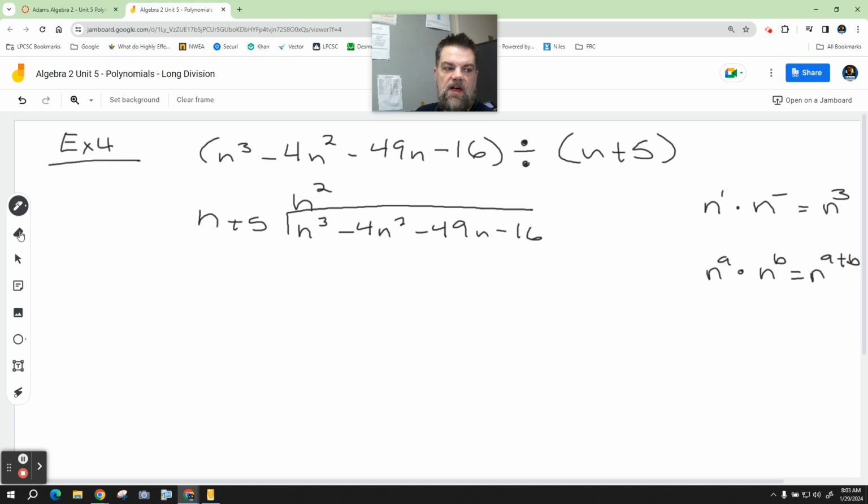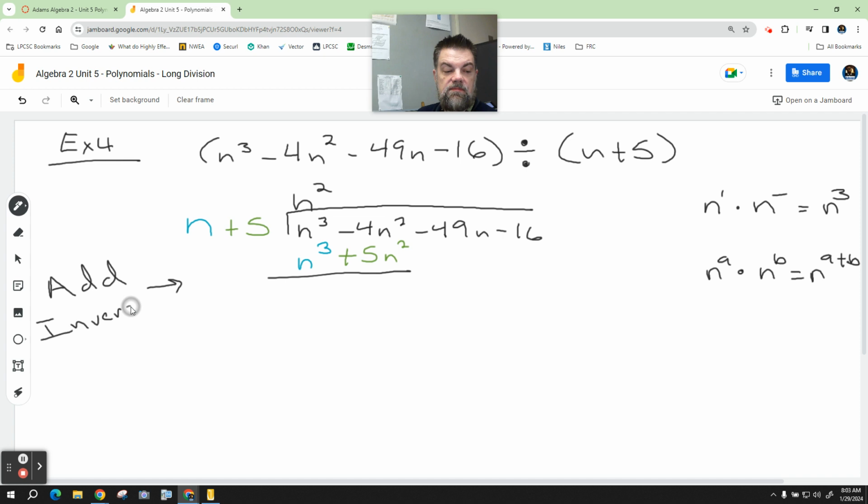And then also, let me do it this way so you guys can see what I'm doing here. I've got n plus 5. So n squared times a positive 5 is going to be a positive 5n squared. And then n squared times n is n cubed. And then the next step, we're going to add the inverse. Opposite. And I want you to write the words down because 2 weeks from now when I give you the test, I want you to see words so you can go, oh yeah, that's right.